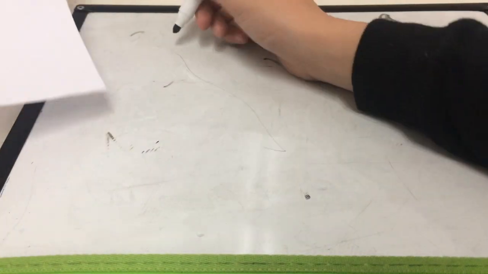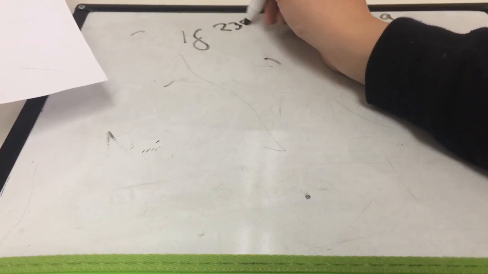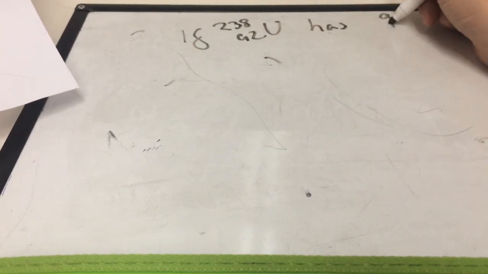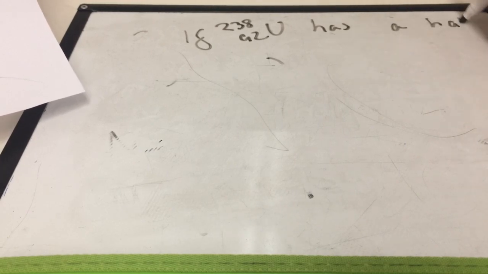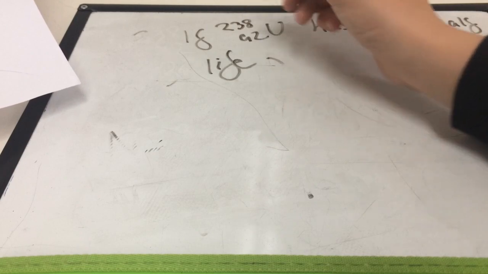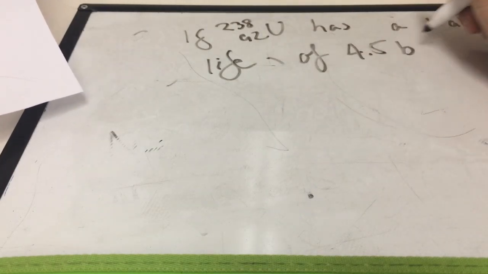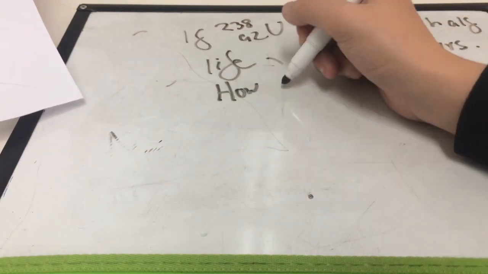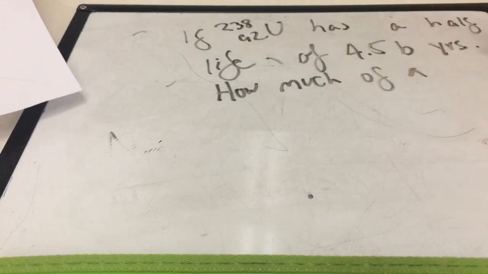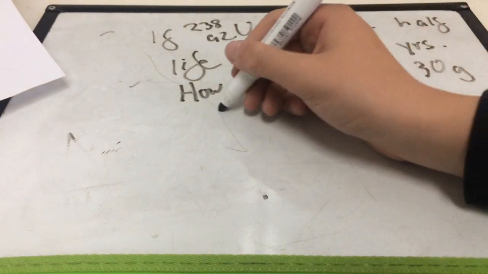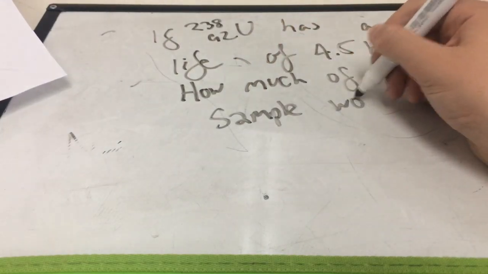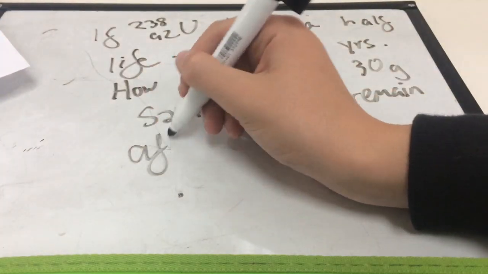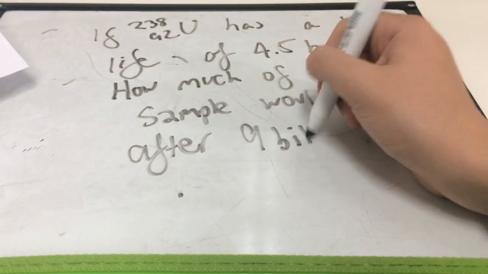So what I'm saying: if uranium-238 has a half-life of 4.5 billion years, how much of a 30 gram sample would remain after 9 billion years?